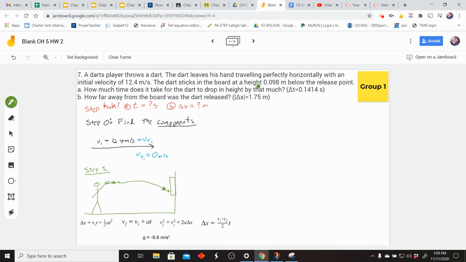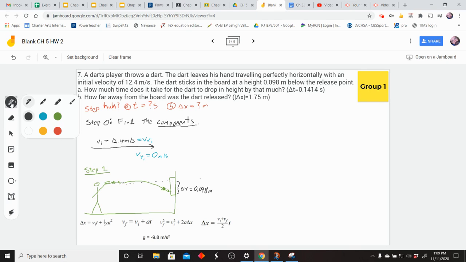At a height that is 0.098 meters below the release point. So what does that mean? So let's look at the height we started at. I'll change colors to make this a little easier to see. So this is the height we started at. Okay. What that means is this difference in height right here, this is delta y, and this is 0.098 meters. So that's what's going on there.